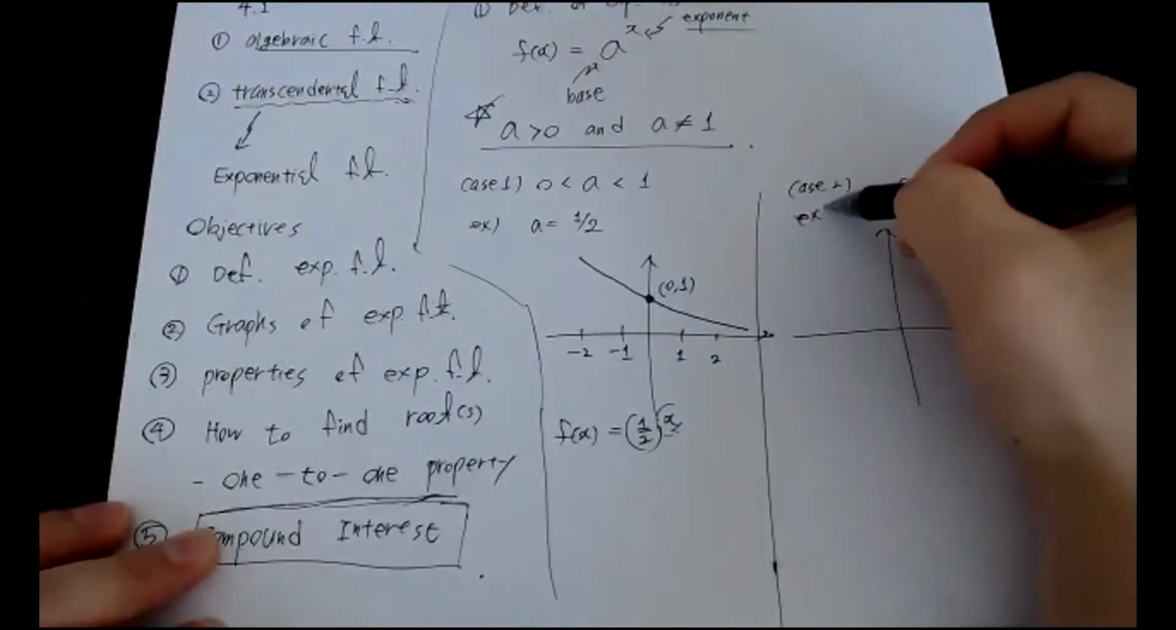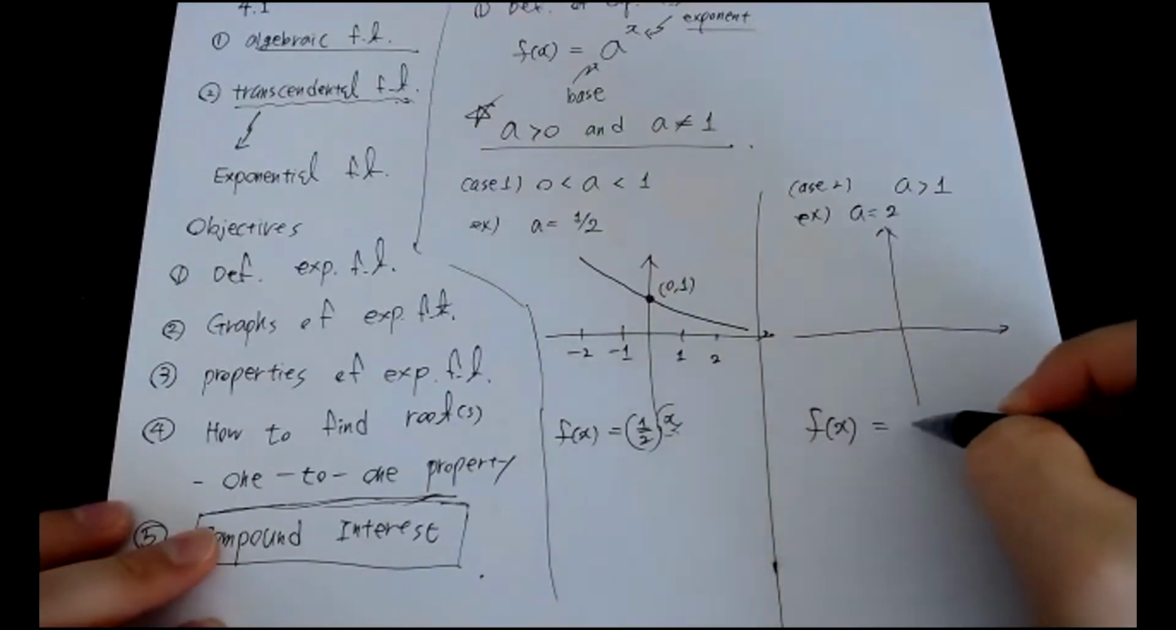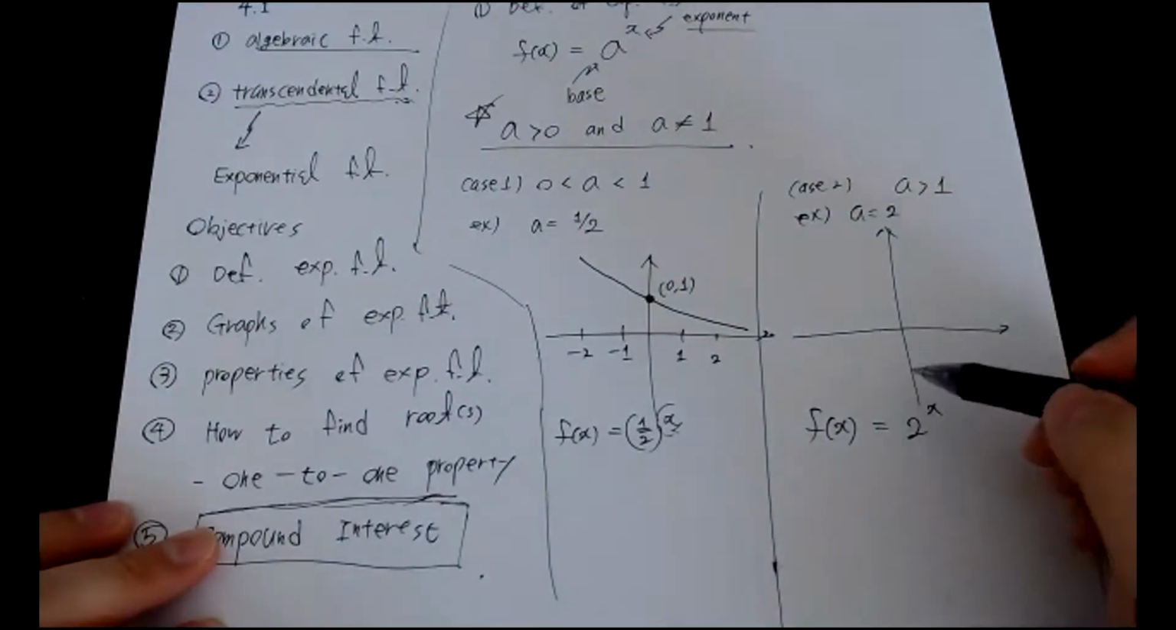So what about the other case? For example, a is 2. We want to figure out the graph of 2 to the x power. Then this is totally opposite to this.